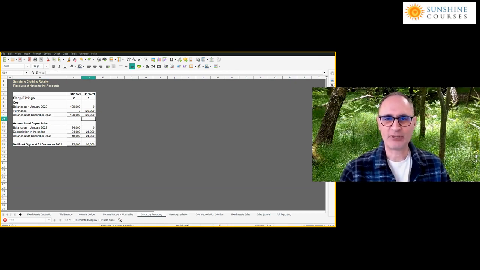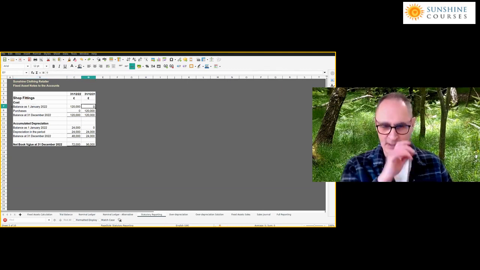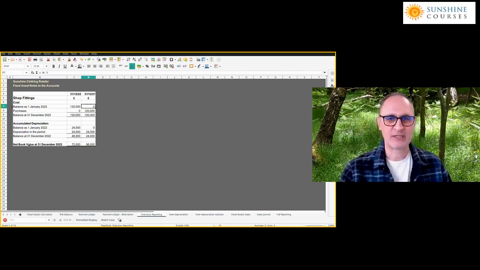So I'll explain this. In the section that we have, we always start off with the balance as at the beginning of the period. I'm going to start with the previous year. So in the previous year, we started off with nothing. We bought assets for £120,000, and we ended the year with a cost of £120,000. Again, we had no accumulated depreciation at the beginning of the previous period. We depreciated last year £24,000, so the accumulated depreciation is £24,000. We've got net book value of £96,000.